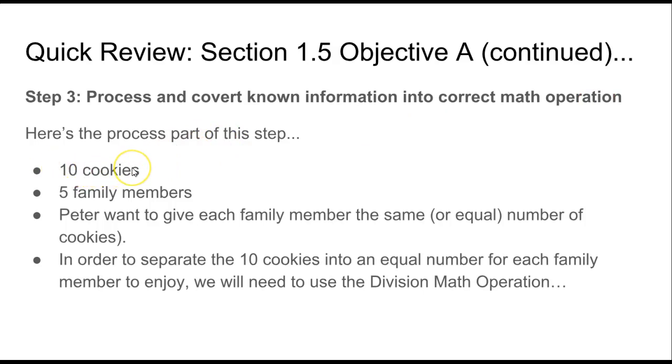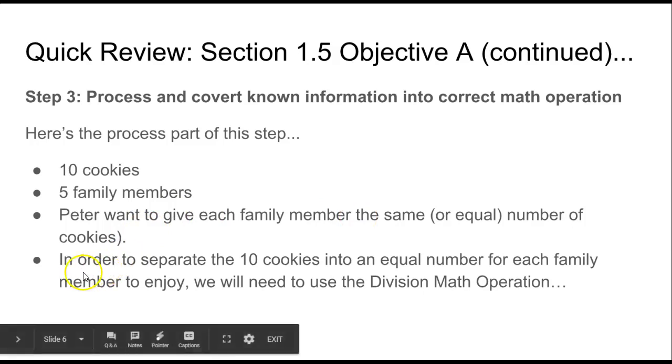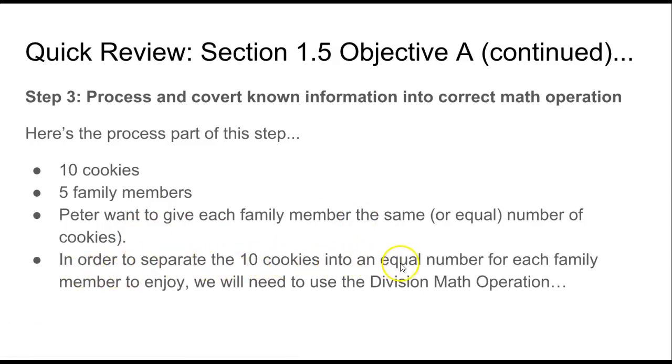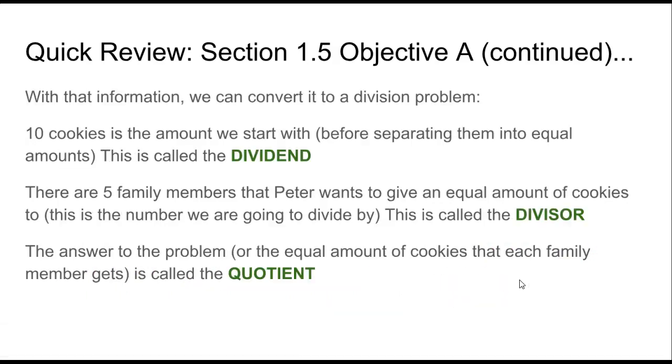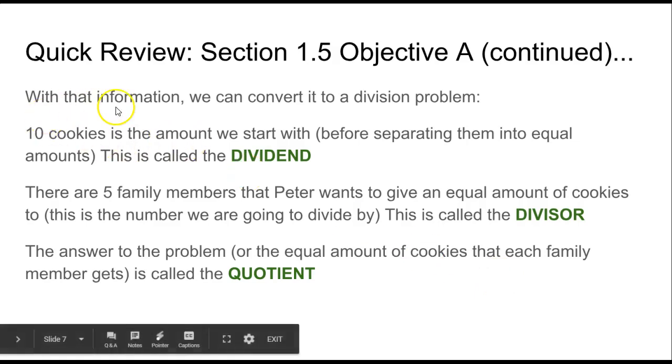We know we have 10 cookies. We know we have 5 family members. We know that Peter wants to give each family member the same, or equal, number of cookies. So in our processing of this, we see that in order to separate the 10 cookies into an equal number for each family member to enjoy, we will need to use the division math operation. Okay, so we're going to use division to achieve this. With that information, we'll convert it into a division problem.